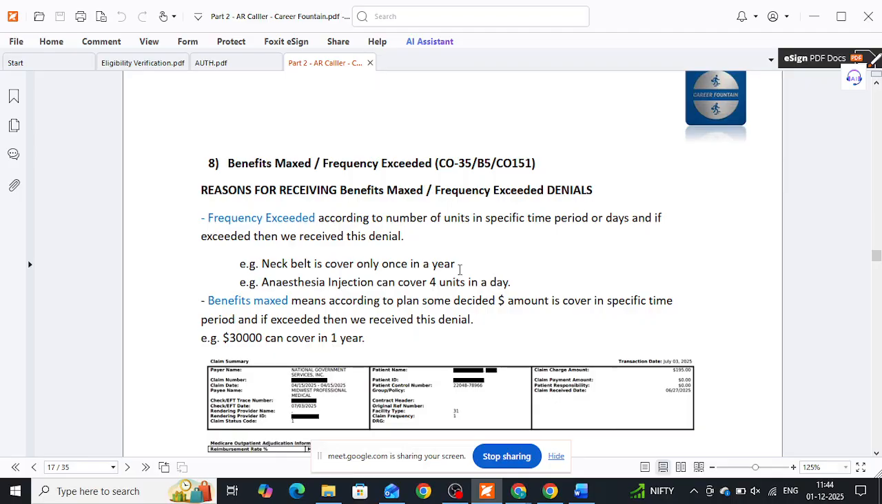Okay, so benefit max means the insurance company has given me a limit. For example, the insurance from my company to cover me and my family is 12 lakh per year. But if I use that insurance for any kind of service for my family and I have already crossed the 12 lakh, the insurance is not going to pay any additional amount and I am solely responsible for the payment.